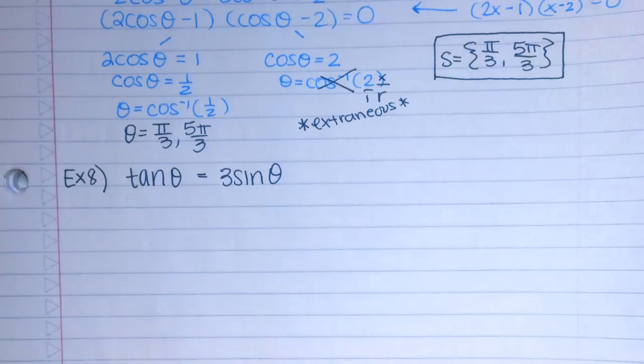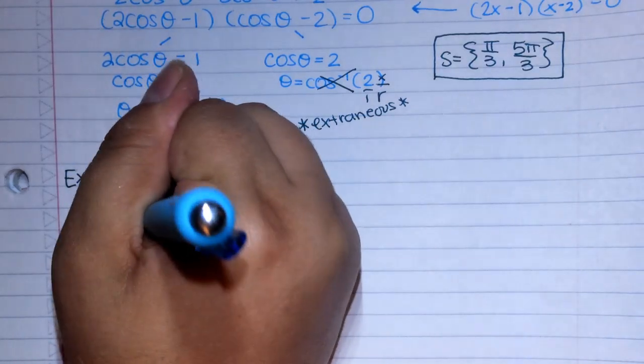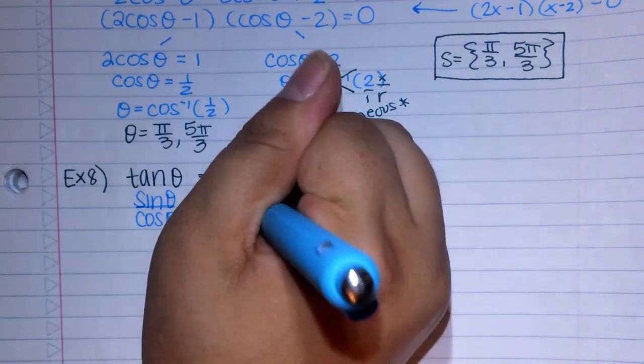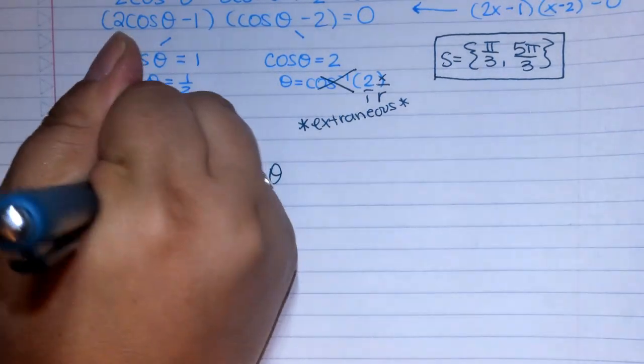Okay. The tangent of theta equals 3 sine of theta. Change what? Change tan to sine over cosine, then what? Oh, we could. Wait, let's not move sine just yet. Yeah, let's multiply by cosine. Get rid of the fraction. Yeah, smart.